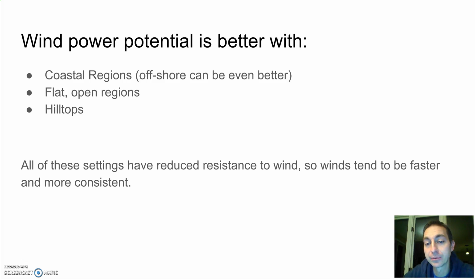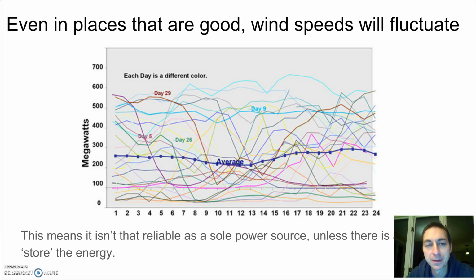In addition, with the coastal region, you have the differences in heating between the water and the land, and that helps to drive pressure differences even more. But even those places that have really good wind potential, they're going to have fluctuations in speed, and that means fluctuations in power. So if your energy source isn't that reliable, it makes it more of a challenge to use. And so what we find is using this as your only power source becomes rather difficult, because you need a way to store energy for those times when it's not windy out. So how are you going to produce energy then?